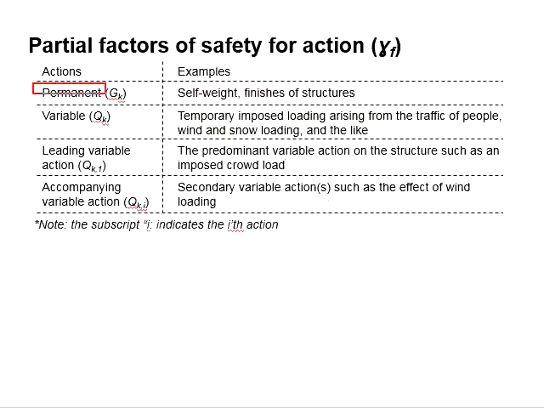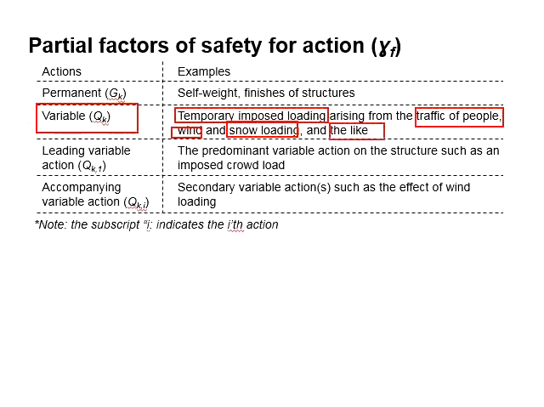The permanent actions normally refer to the actions which are more or less constant throughout the service life of the structures. They are always associated with the self-weight of the structures and the materials or the finishes of the structures. As for the variable actions, they normally refer to the temporary imposed loading arising from the traffic of people, wind, snow loading, and others of the like.